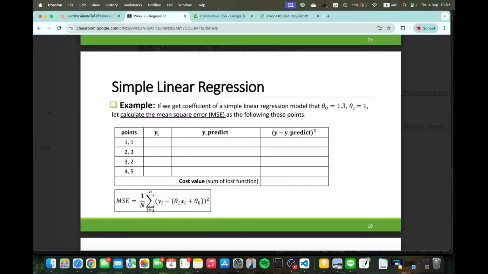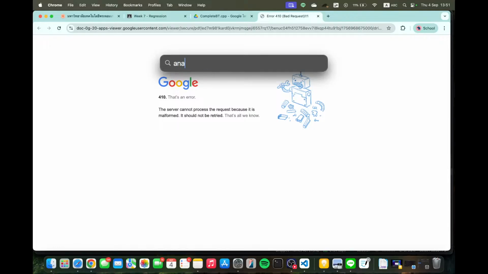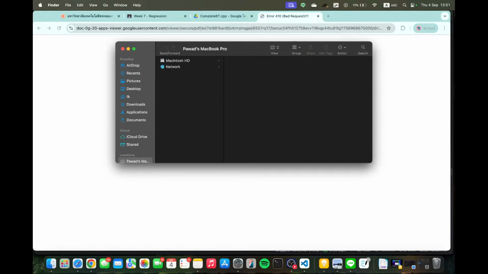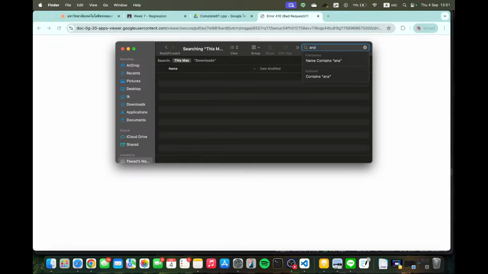Okay? We have one algorithm behind simple linear regression. The algorithm name is gradient descent. This algorithm minimizes the cost function. Okay, this algorithm is the basic one that tries to find the lowest error based on theta 0 and theta 1.